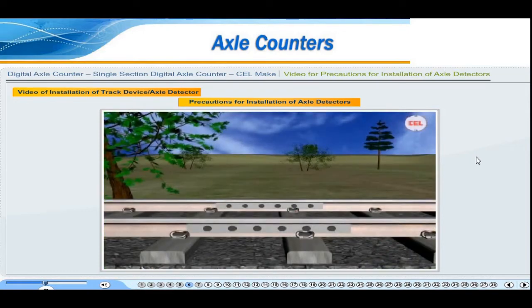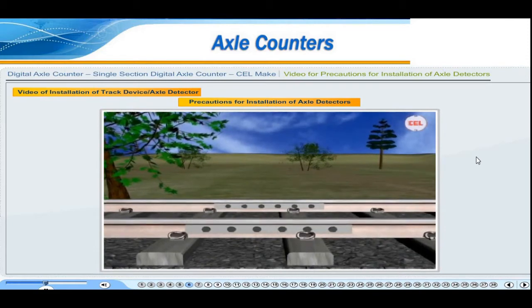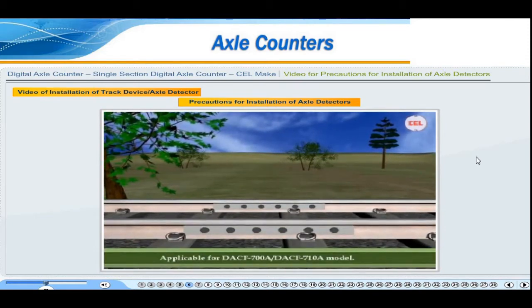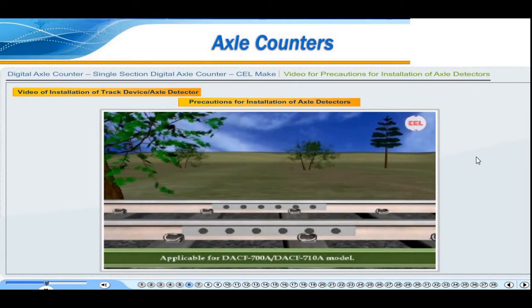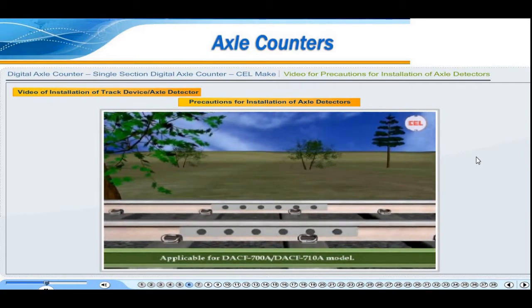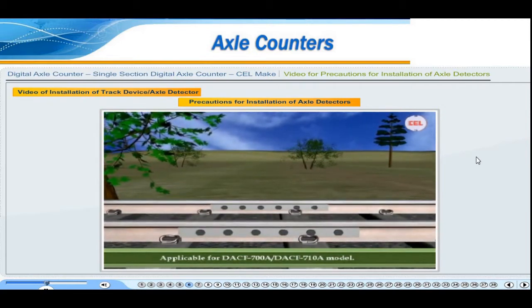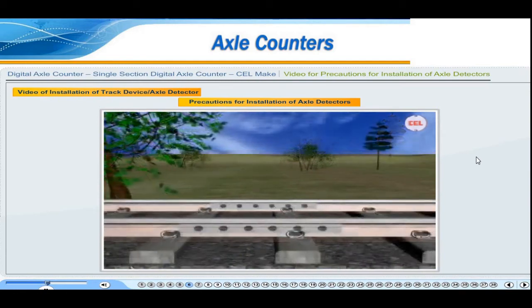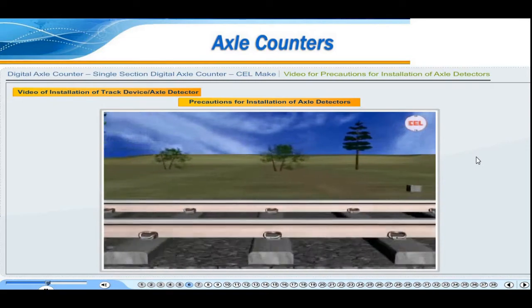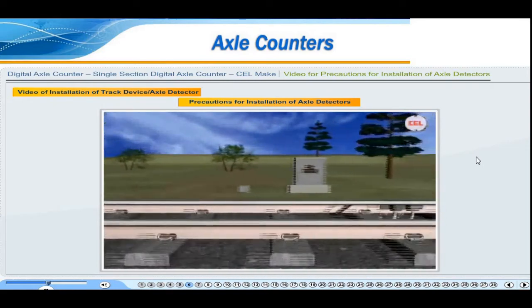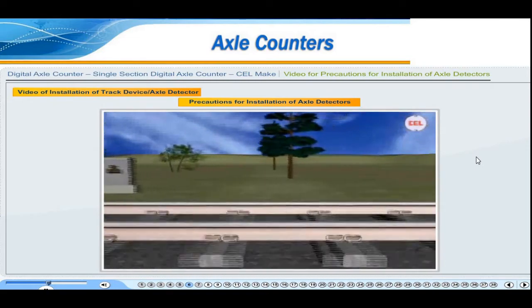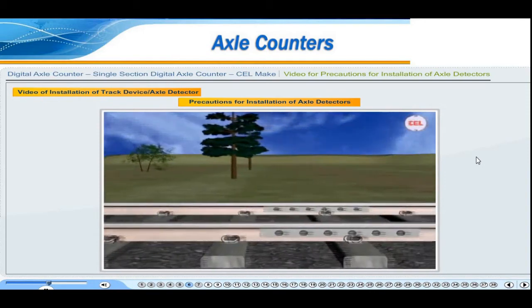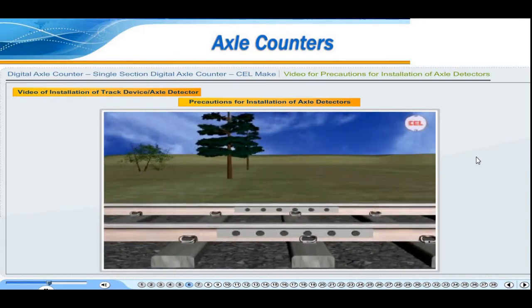For amplitude modulation type model only, applicable for DACF 700A/DACF 710A. Ensure that the length of the trolley protection circuit in case of single line 5 RL and in case of double line 3 RL is maintained.